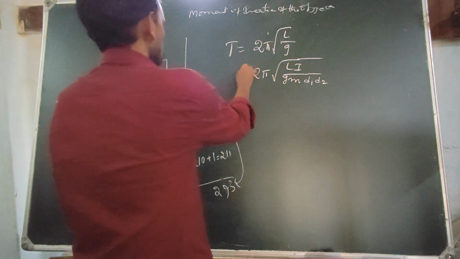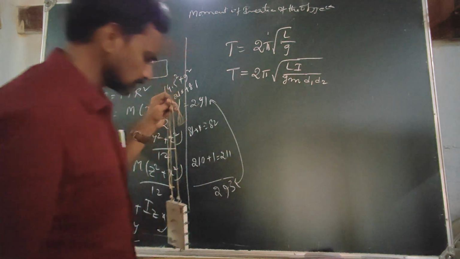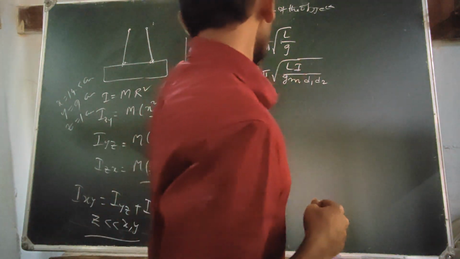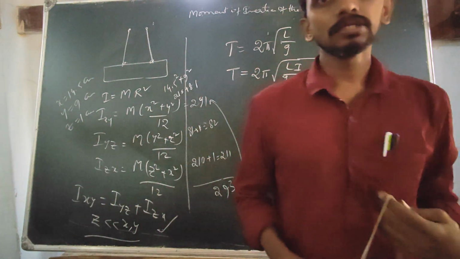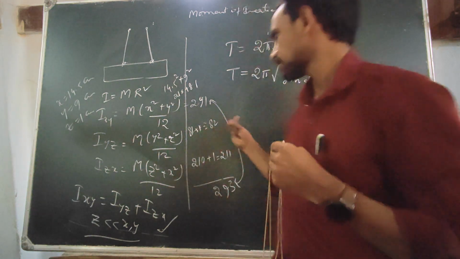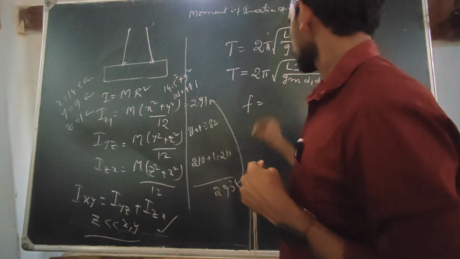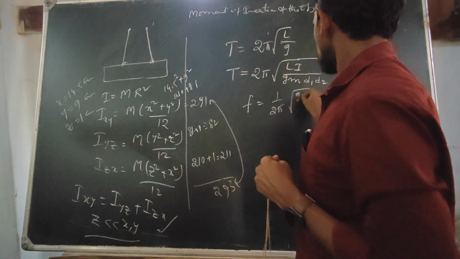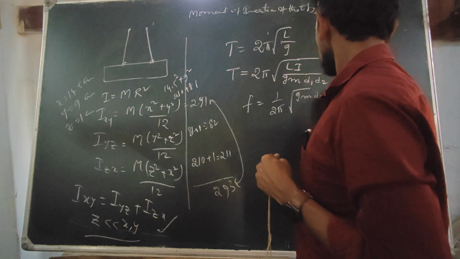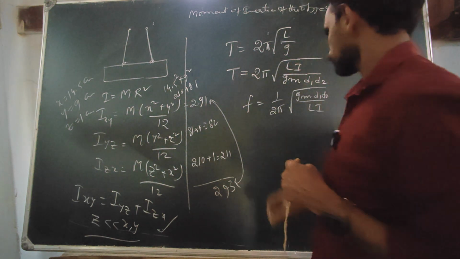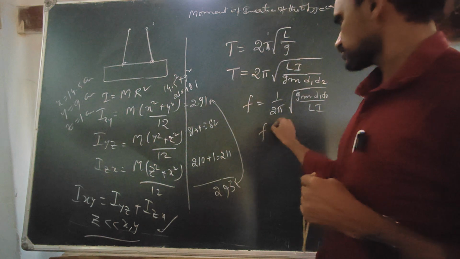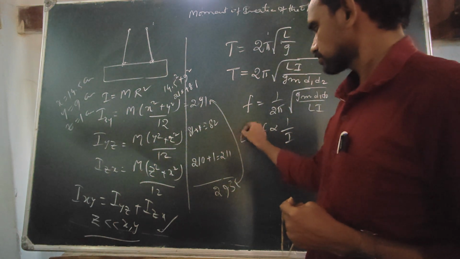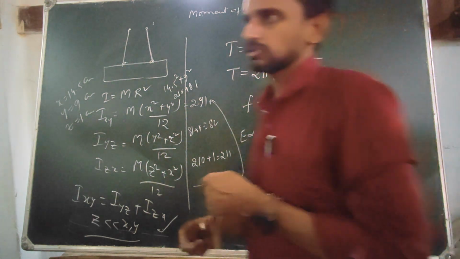So my time period now becomes this. So what is the conclusion? The more the moment of inertia, the more is the time period. So if this is the time period, what happens to frequency? It is 1 by 2 pi root of g m D1 D2 by L I. That means frequency is proportional to 1 by moment of inertia. In other words, energy is proportional to frequency, E is h nu, frequency.